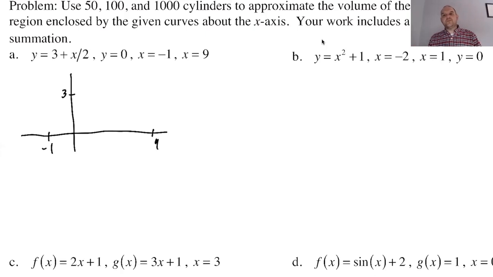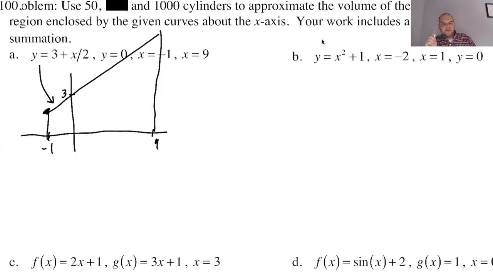So you want to get a representative picture. -1 gives me 3 minus 1/2, whatever. It's like here. And then 9 is going to be so big that I'm going to have to draw all over this. So we're going to go like that. So this is my region. All right, not great, but not terrible. So this is the function y equals 3 plus x over 2. We're going from -1 to 9.